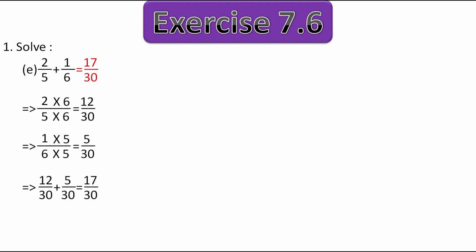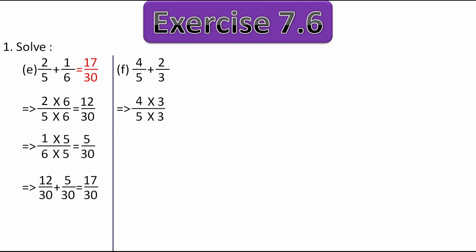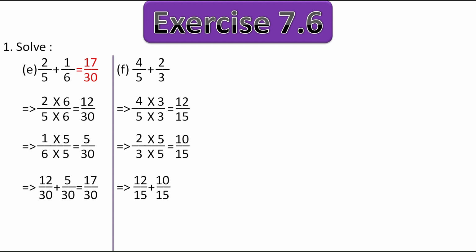Okay. Now next one is F1, that is 4 upon 5 plus 2 upon 3. Now again I have denominators as co-prime numbers. So I'll take 4 upon 5 and multiply it with 3. So I got the answer as 12 upon 15. Now I'll take 2 upon 3 and multiply it with 5, so I got the answer as 10 upon 15. Now 12 upon 15 plus 10 upon 15 is equal to 22 upon 15, which is the answer.